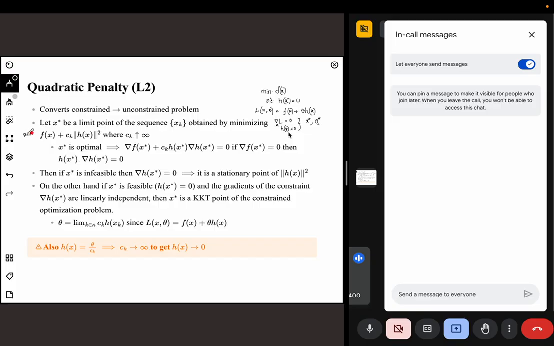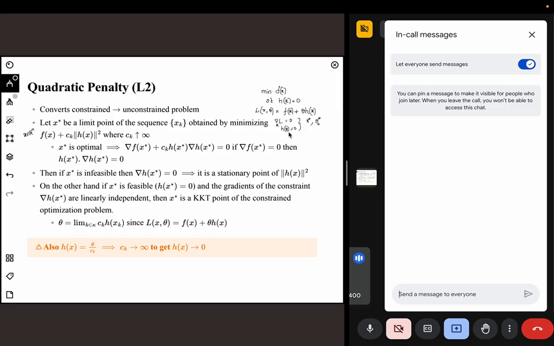Once we say x belongs to Rn, then we can use our necessary and sufficient conditions that we have discussed long before. All you have to do is the necessary condition: the gradient of this particular function should be equal to 0. So if you take the gradient of this, that would be del f(x) plus t_k times 2 times h(x) times del h(x) equals 0.